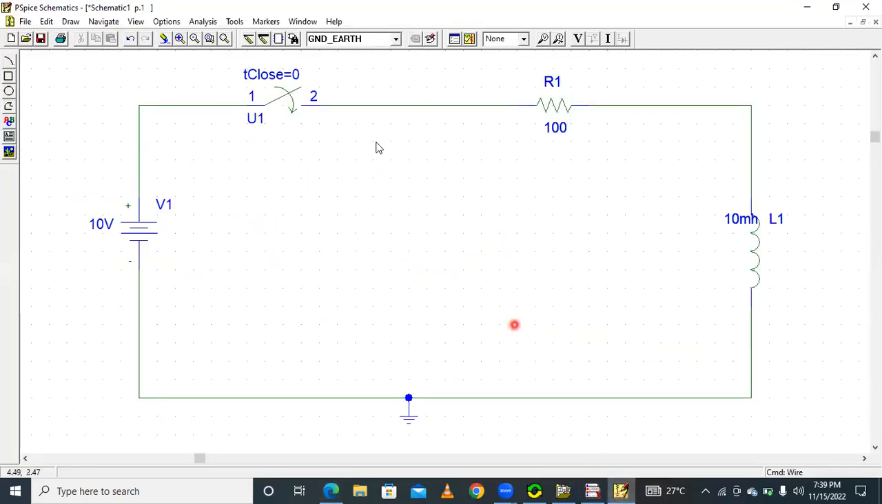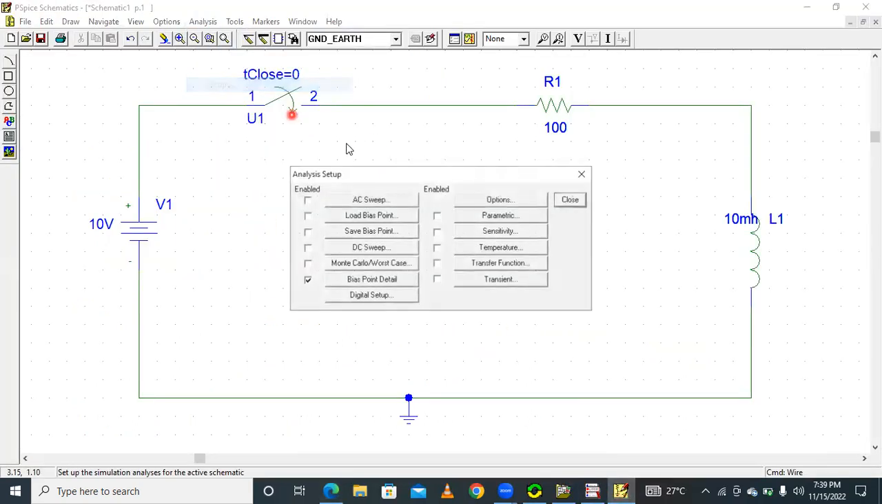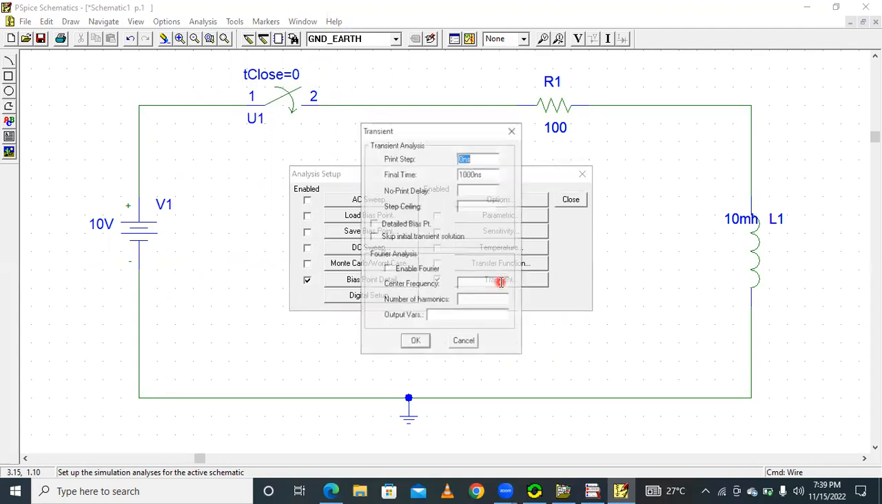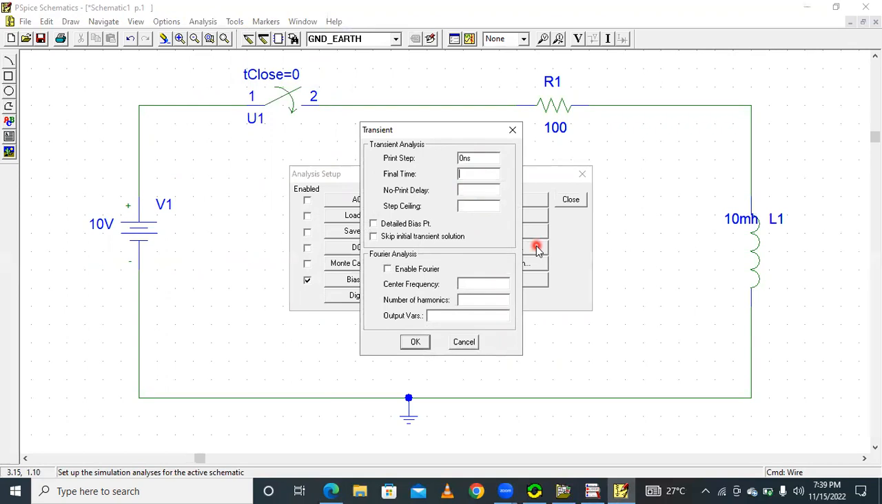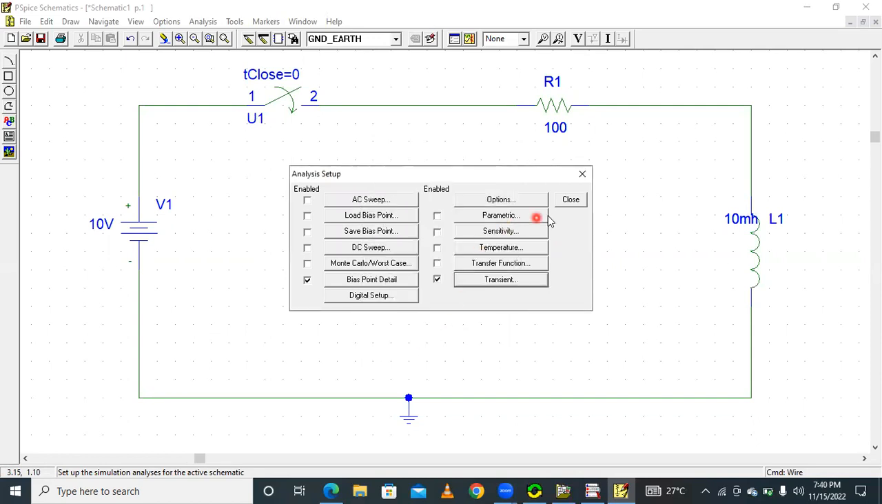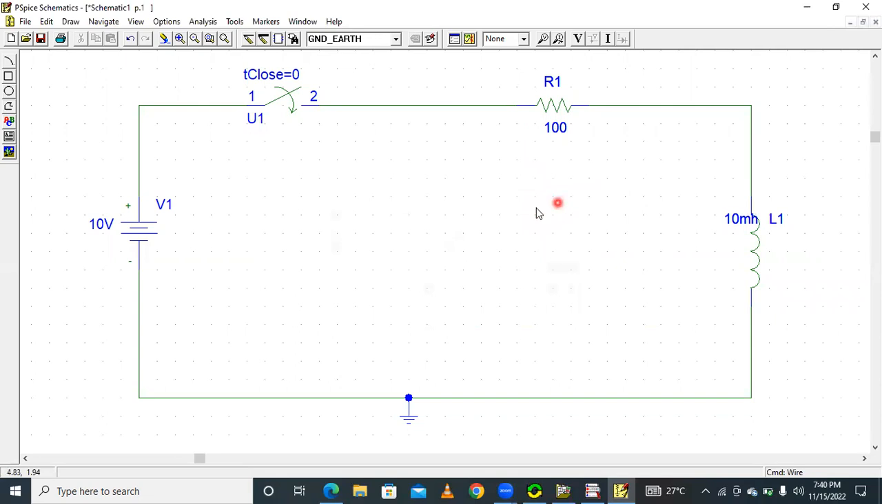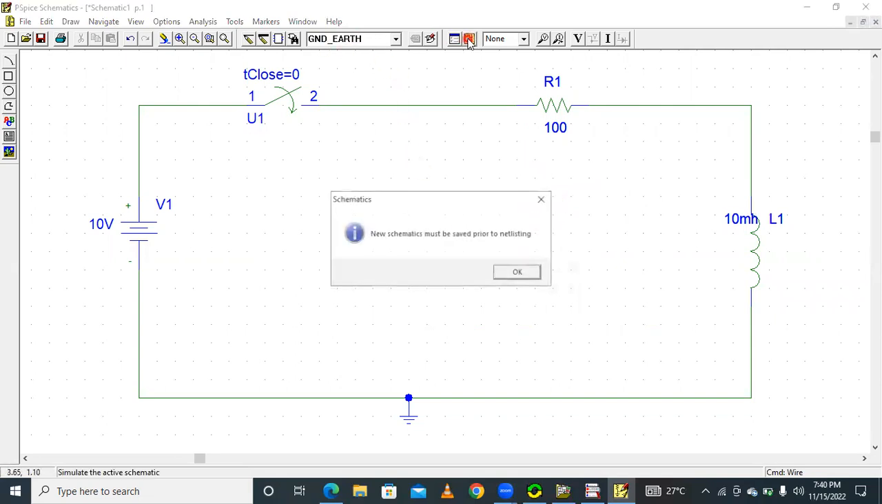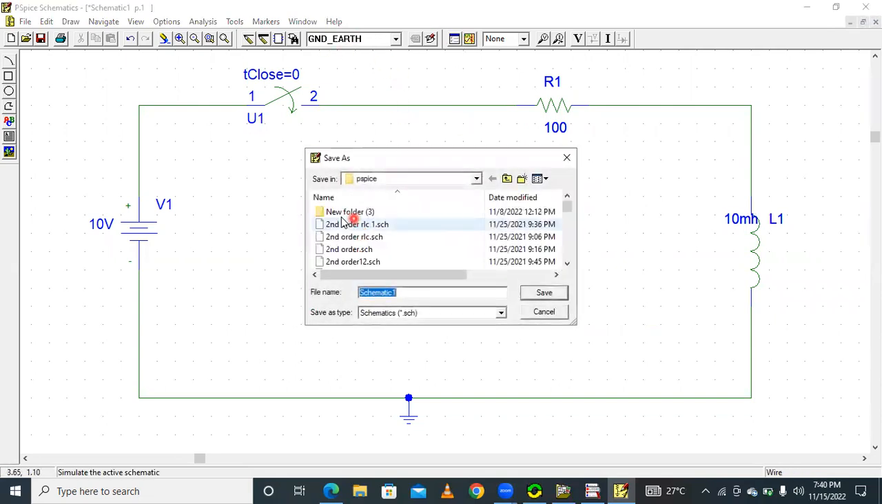So go to analysis, setup, and enable transient, this small box, and go to transient, and here what is the time? 5 time constants is 500 microseconds, so let us assume the time here is 700 microseconds. Then what type of graph will we observe? After this press simulate, and before simulating, save.